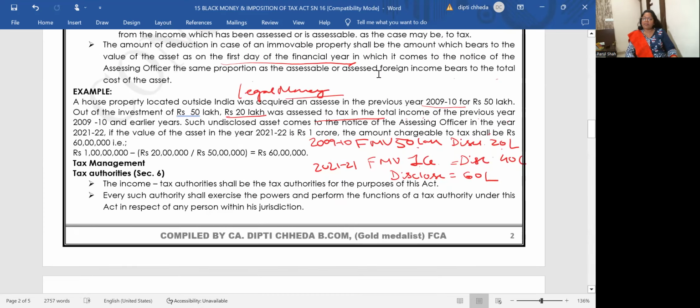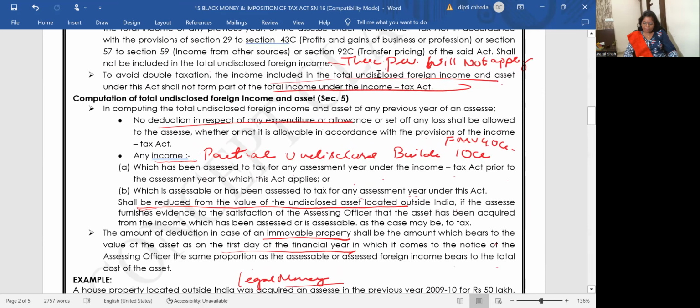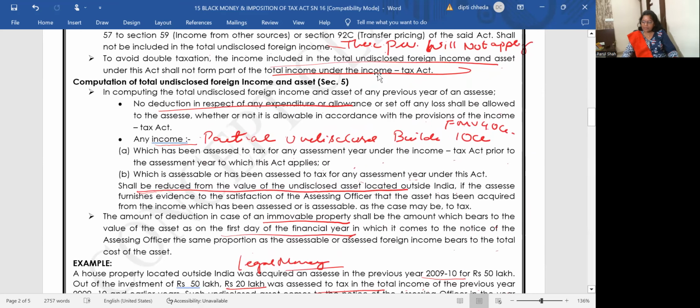Yeah. This is only for immovable properties, and this rule. Amount of deduction in case of immovable property shall be amount which bears to the value of the property fair market value as on the 1st April in which it comes to notice of the year, the same proportion as assessable or assessed income bears to the total cost of the asset. Clear? Nice, clear? Chalo.